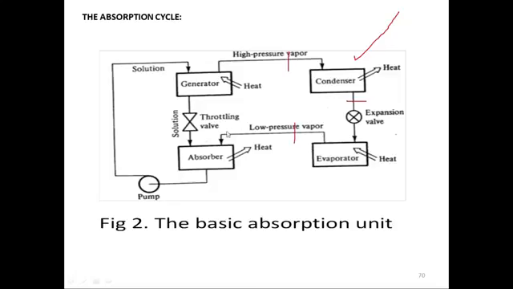Now the problem is with the solution. The solution is in the absorber and in the generator. How to find out enthalpy in the absorber and in the generator? For that we use two graphs. One of them we call the PXT graph, pressure, X for concentration, and temperature graph. The other one we call the HXT graph, enthalpy, concentration, and temperature graph. So with the help of these two graphs we can find out the enthalpy of the solution. So I want to explain that process here.